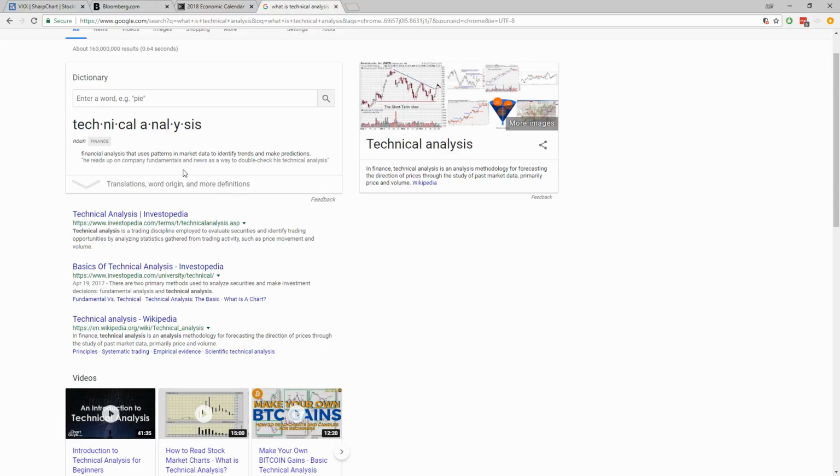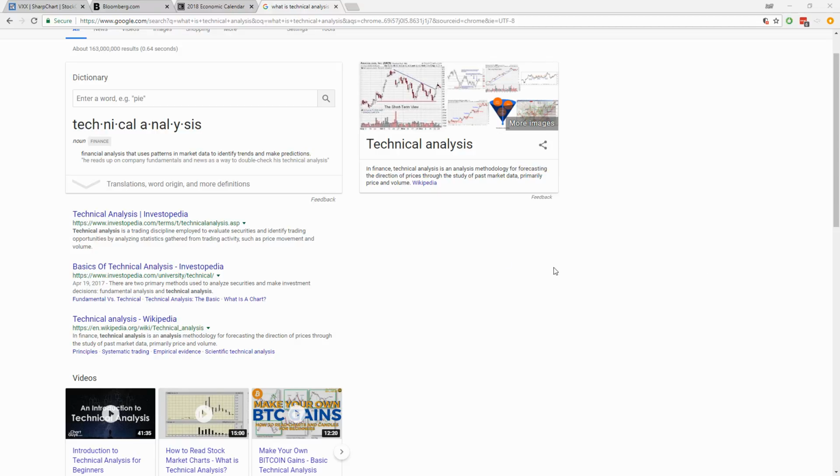Dictionary: financial analysis that uses patterns in the market to identify trends and make predictions. Okay. He reads up on the company fundamentals and news as a way to double check his technical analysis. Okay. Interesting. Wikipedia: in finance, technical analysis is the analysis methodology for forecasting the direction of prices through the study of past market data, primarily price and volume. Interesting word in both of these. Here it uses forecasting, and here it uses predictions.